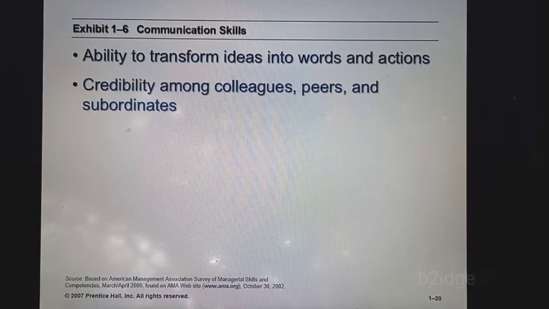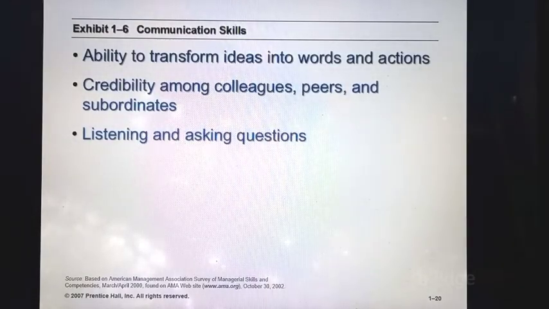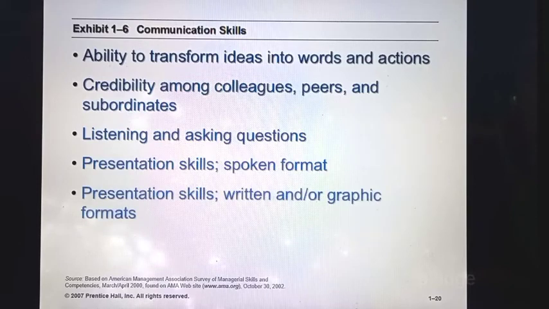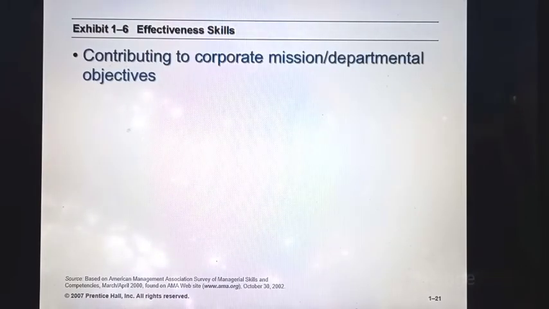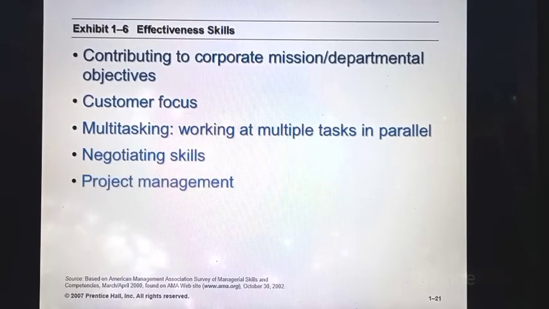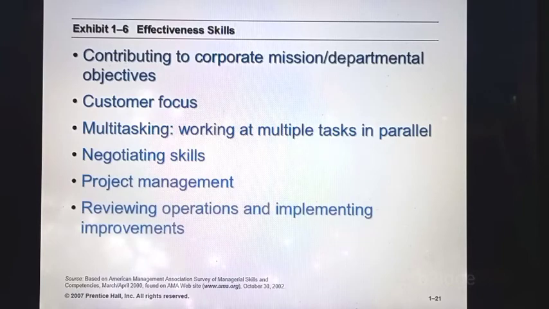Communication skills. It's the ability to transform ideas into words and actions. Credibility among colleagues, peers, and subordinates. Listening and asking questions. Presentation skills, spoken format. Presentation skills, written and or graphic formats. Effectiveness skills, contributing to corporate mission or departmental objectives. Customer focus, multitasking, working at multiple tasks in parallel. Negotiating skills. Project management, reviewing operations and implementing improvements.